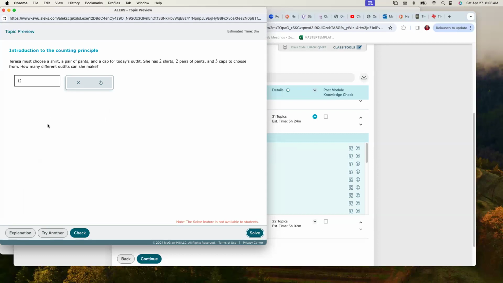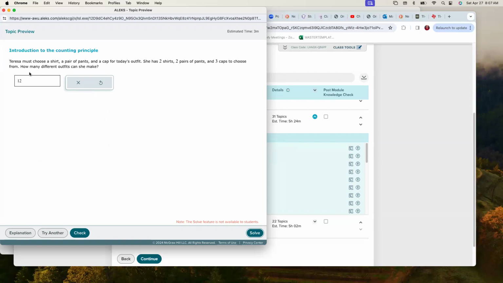So if she has 2 different shirts, 2 different pairs of pants, and 3 caps to choose from, I could go ahead here and write out a tree and say, okay, shirt 1 and shirt 2, and then off of shirt 1 and shirt 2, I can go with the 2 pairs of pants, and I would have branches coming off that way. And then off of each of those branches, I would have 3 caps, and that would give me endpoints or listings of all the possible combinations or outcomes, if you will.